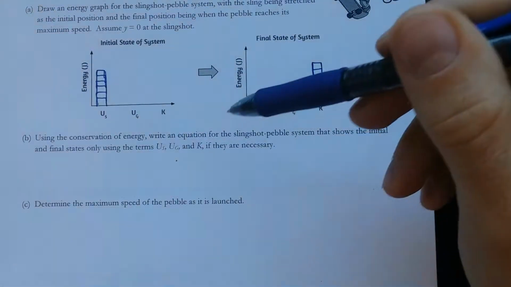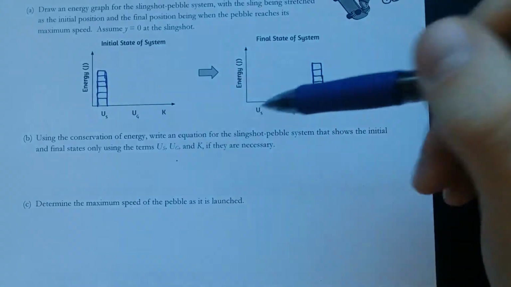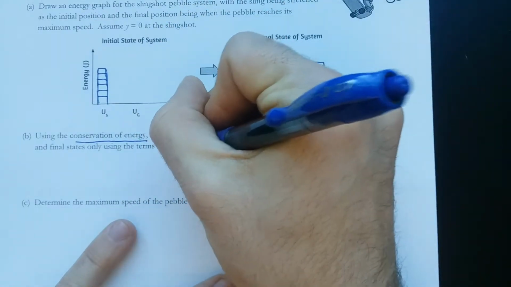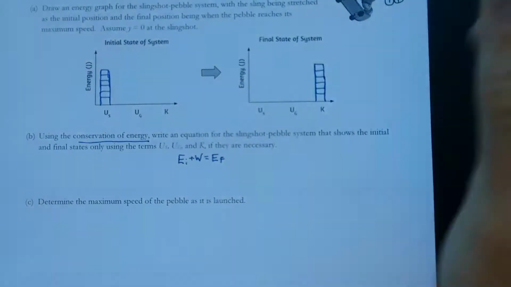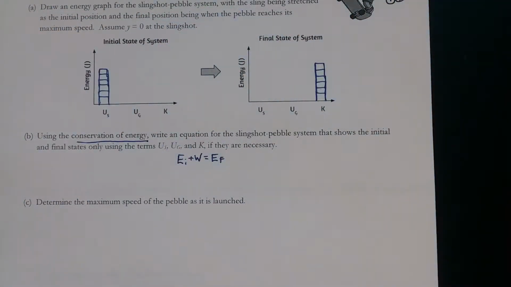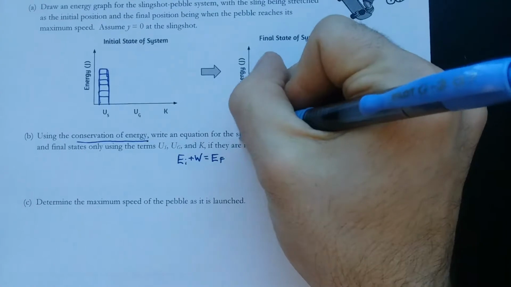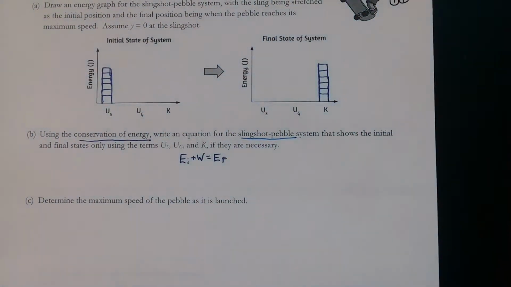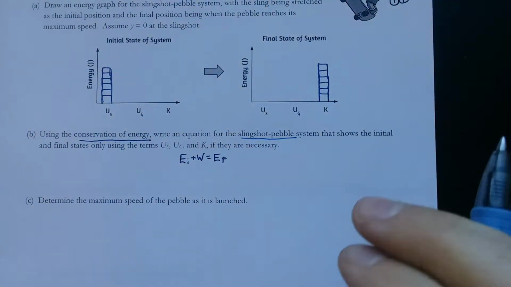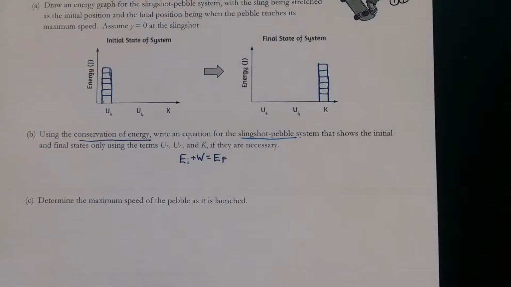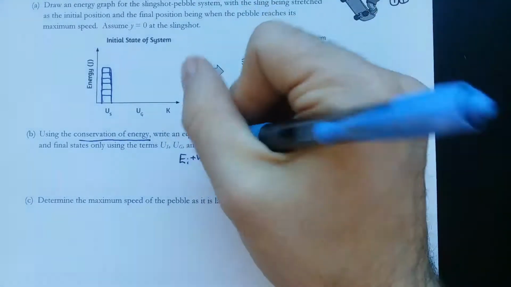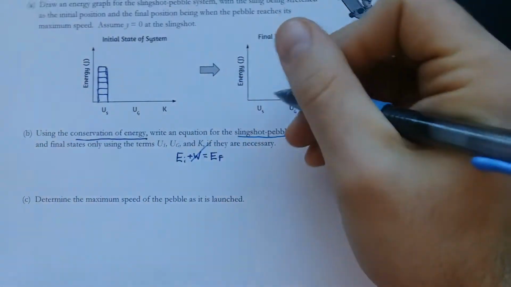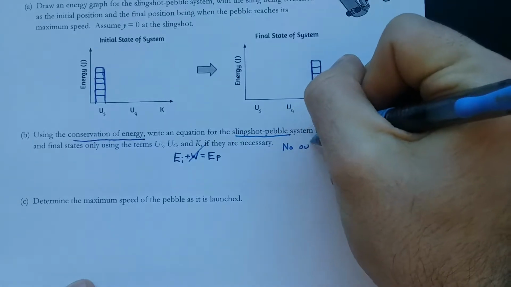All right. Using the conservation of energy, write an equation for the slingshot pebble system that shows the initial and final states, only using the terms US, UG, and K if they're necessary. Okay. Using the conservation of energy, I can do that. Energy initial plus any work done equals the final energy. And the good news here is this is a closed system. We don't have any outside forces acting on this system while the slingshot's being shot. There's no forces acting on the pebble, no forces acting on the slingshot after Bart lets go. So this is a closed system, and there are no outside forces.